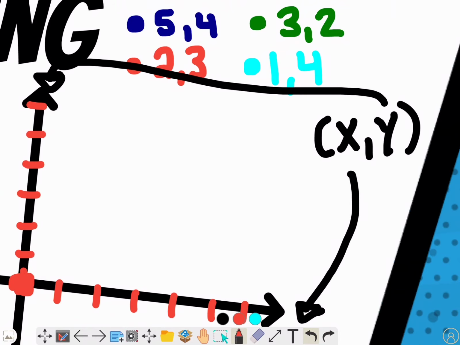So for the first problem, we have (2, 3). So that means we go over 2 at the bottom. So 1, 2, and then we go up 3. So our red dot would go here, and that represents (2, 3).